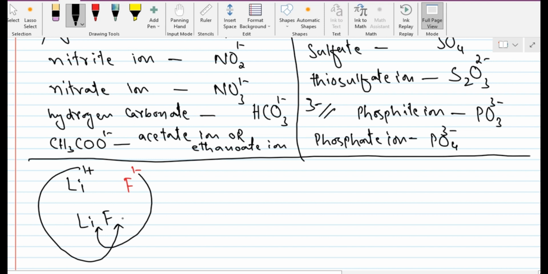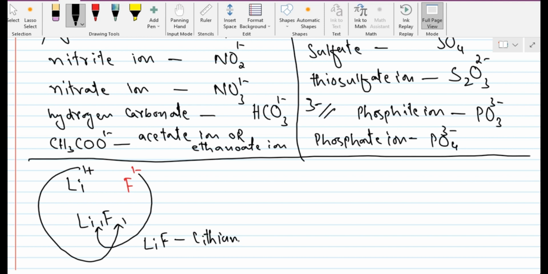So when I do so, this one and this one. Now remember that if the numbers are same, or if the number is 1, then no need to write that number. So the final formula should be LiF. The lithium ion has the name lithium, whereas the fluorine, when it changes to a negative charge ion, ends with -ide. So the name will be lithium fluoride.